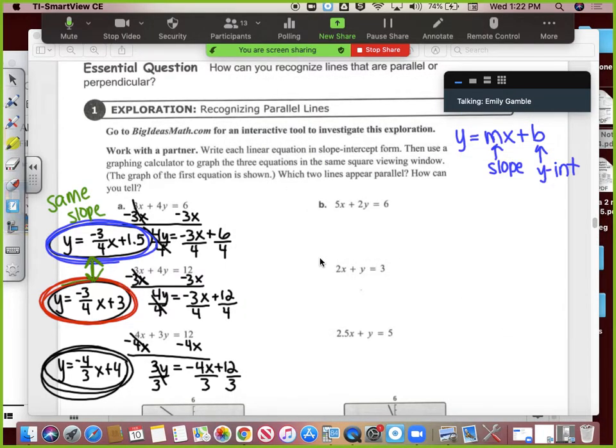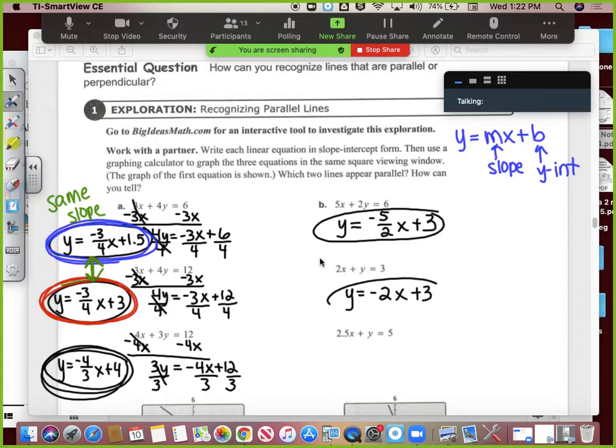So we are then going to look at the same thing again, but for these three equations over here. So I'm just going to quickly take these and put these into slope-intercept form, and then graph these in the same y equals screen. So when I solve this one, I'm not going to show all the work. I'll just tell you what the answer is. When I solve this one, it's going to be y equals negative 5/2x plus 3. When I solve this one, it's going to be y equals negative 2x plus 3. And when I solve this one, it's going to be y equals negative 2.5x plus 5.